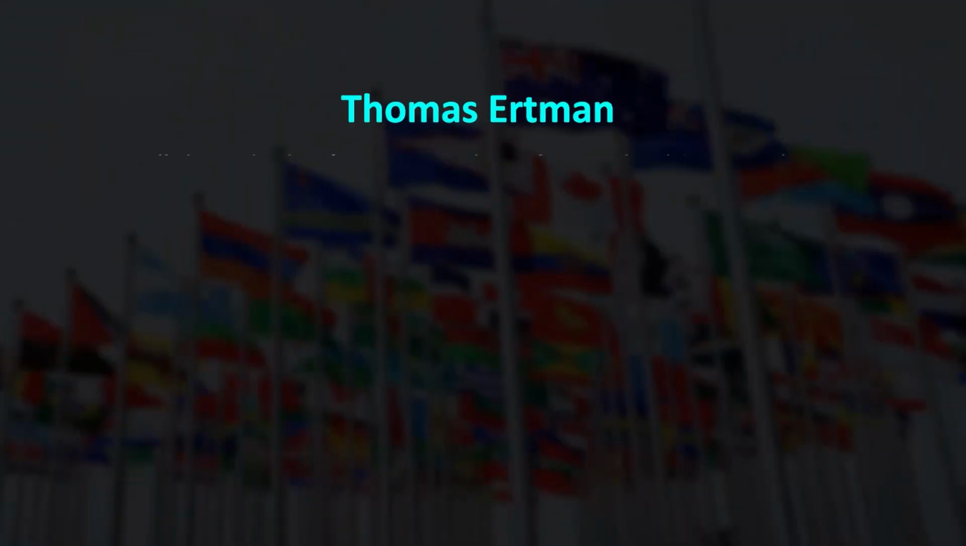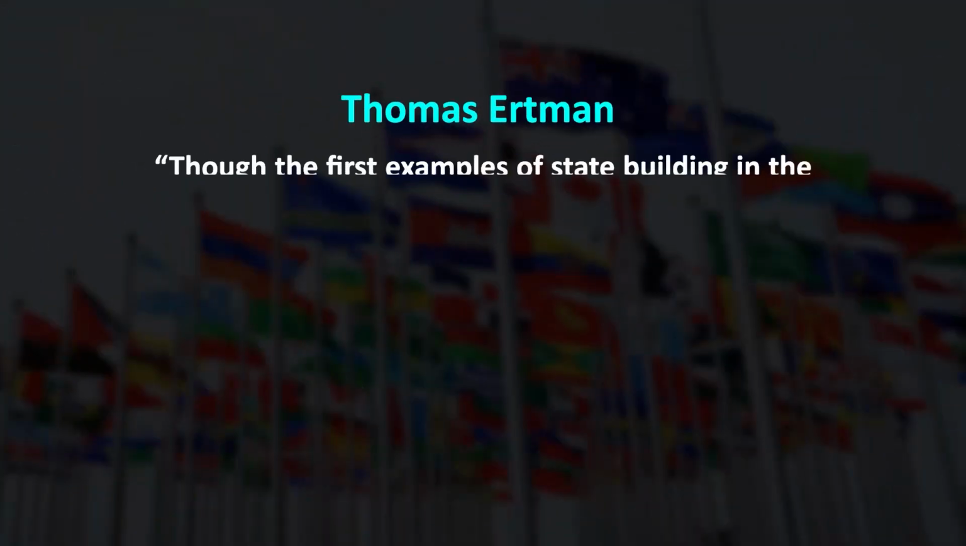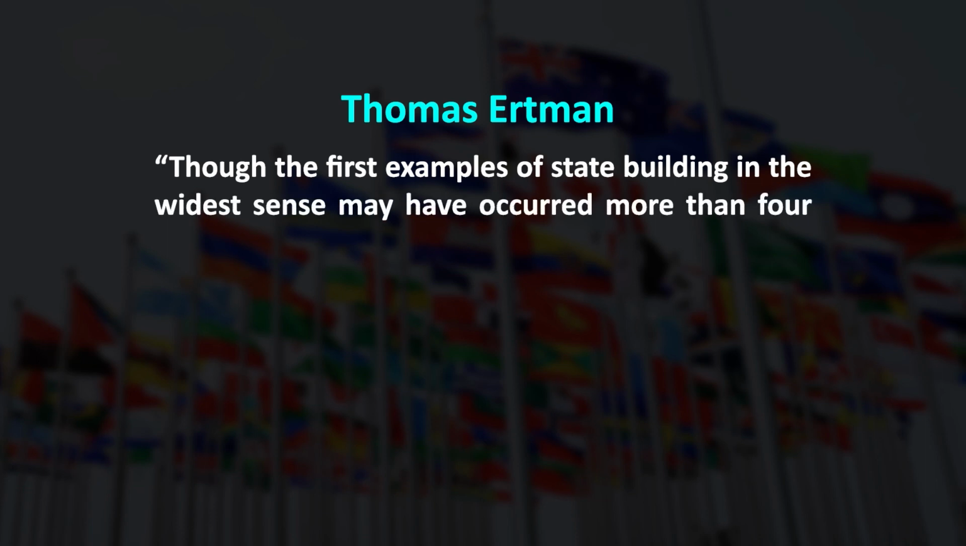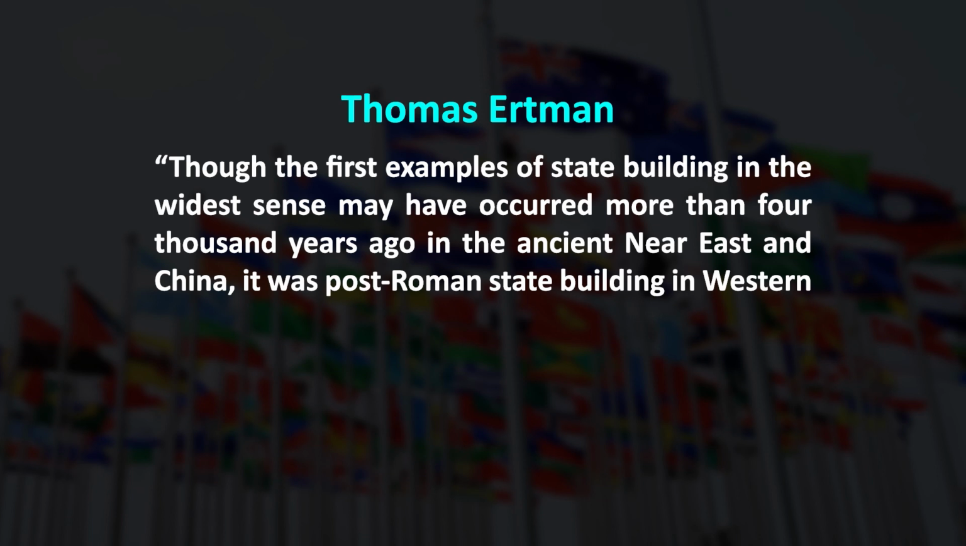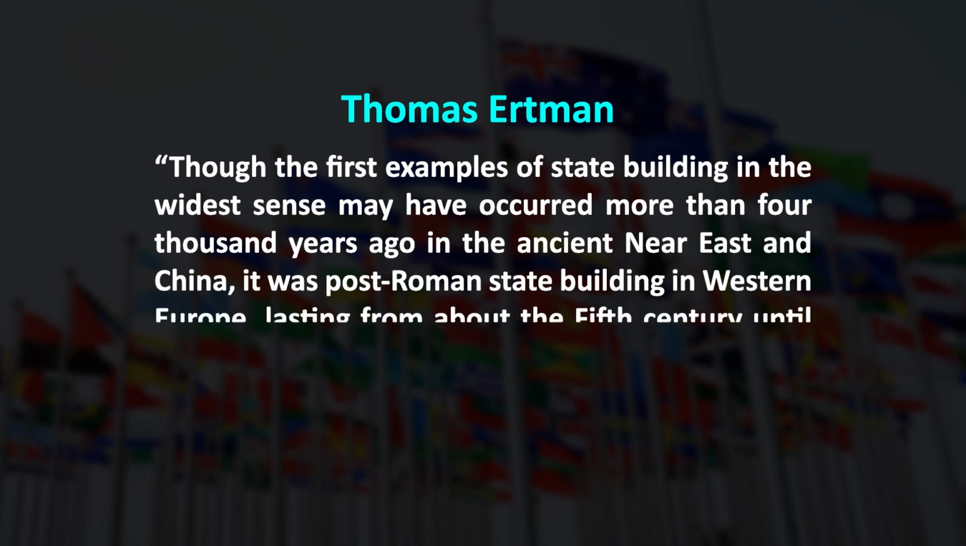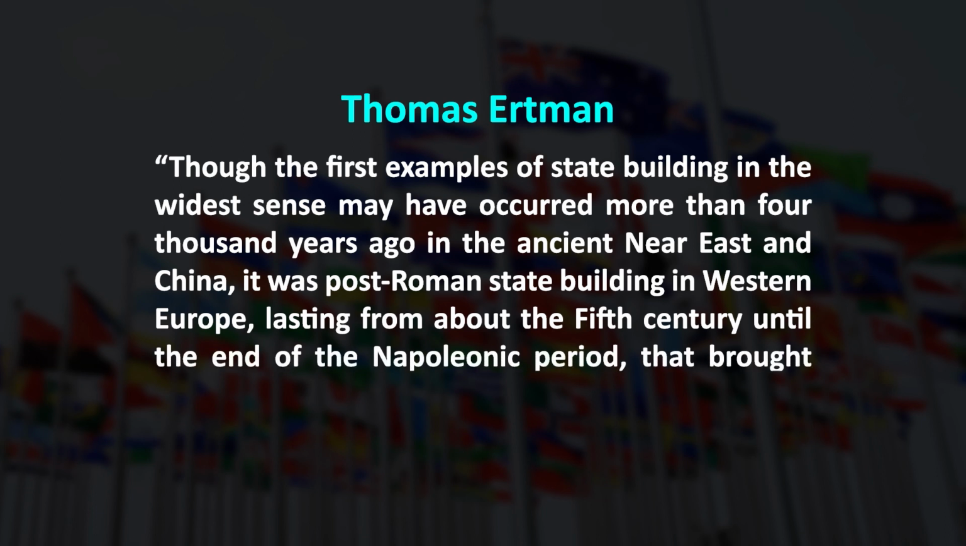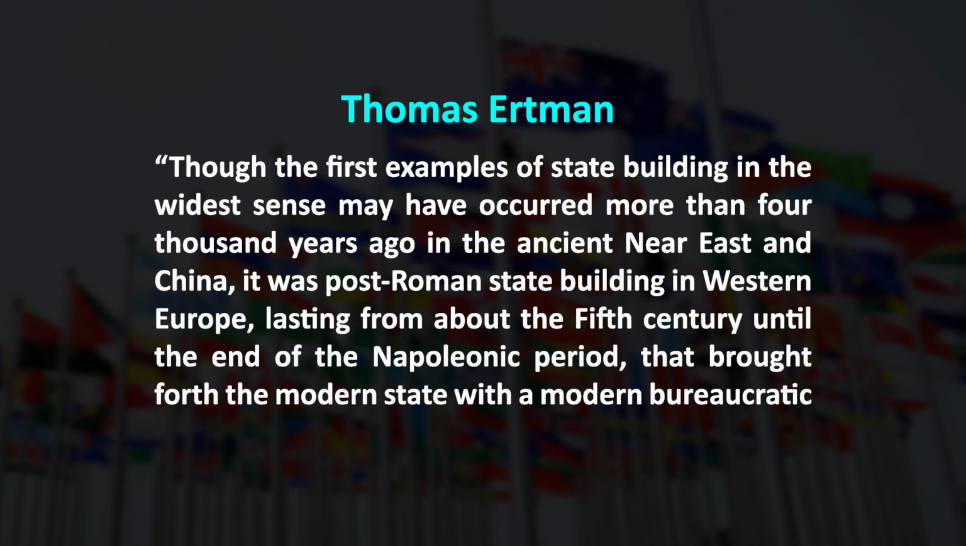Similarly, Thomas Ertman writes that though the first examples of the state building in the widest sense may have occurred more than 4,000 years ago in the ancient Near East and China, it was post-Roman state building in Western Europe lasting from about the 5th century until the end of the Napoleonic period that brought forth the modern state with a modern bureaucratic infrastructure at its heart.